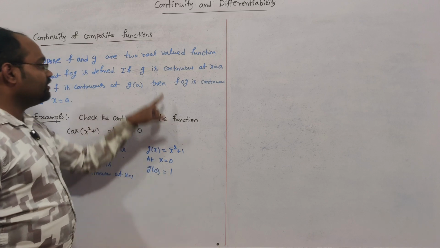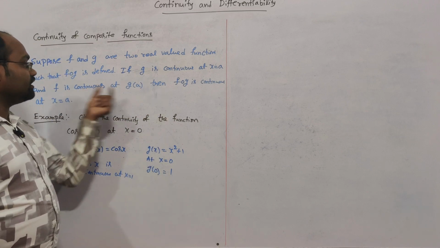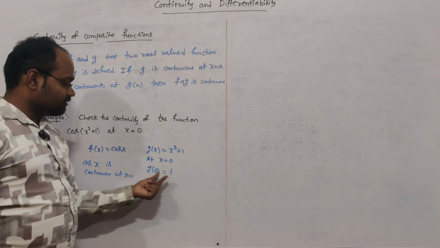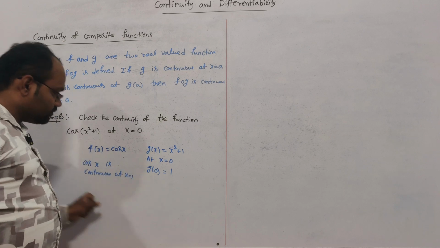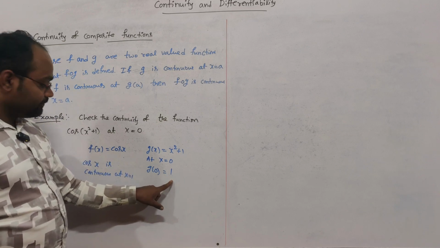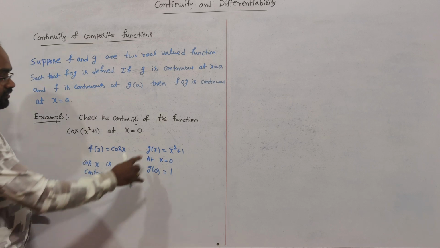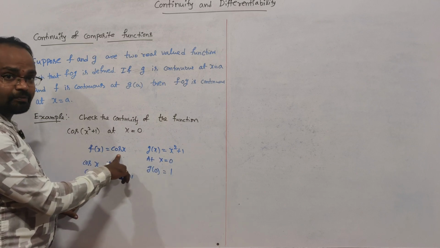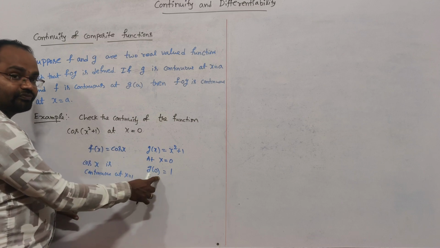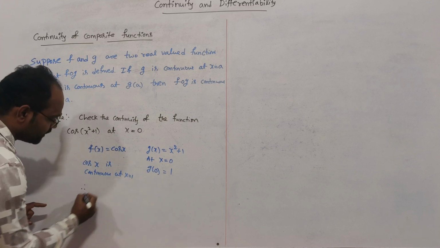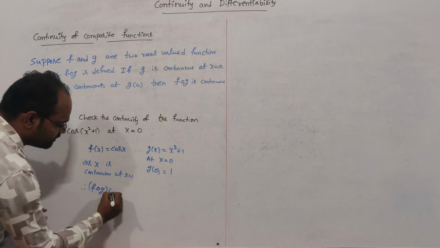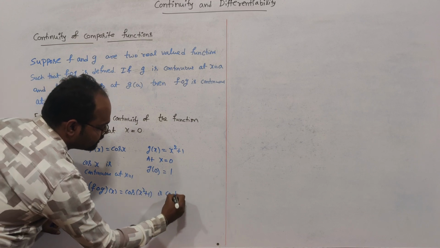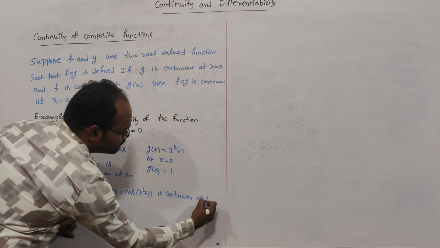According to this, f function must be continuous at g of a, the point here being 0. So g of a is 1. So cos is also continuous at this point, continuous at 1. Therefore, what can we conclude? This function g is continuous because it is a polynomial. f is also continuous, and it is continuous at g of 0 also. Therefore, what can we conclude? f composition g of x, that is cos of x square plus 1, is continuous at x equal to 0.